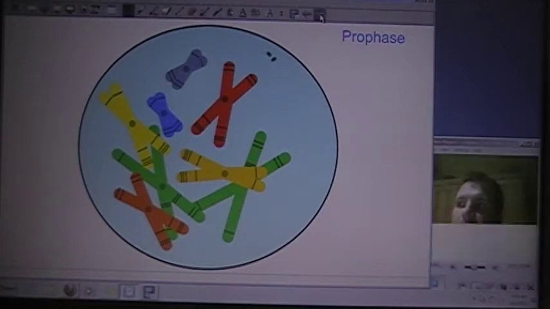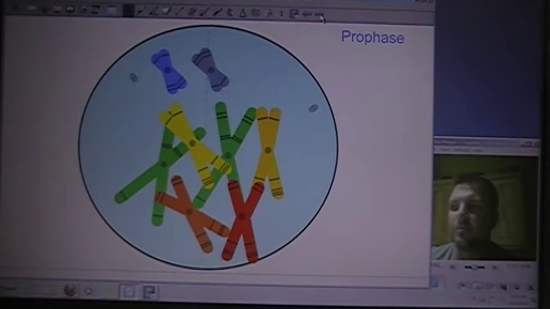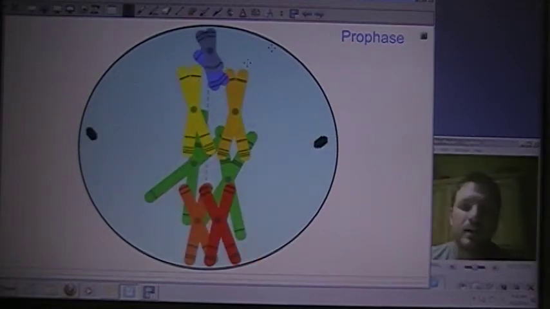Now we notice as the spindles move away from one another, the spindles start to reach out and almost form a web of some sort. These are what they're called, spindle fibers. These fibers will stretch out across the cell and grab hold of the centromeres of these chromosomes. And we're still in prophase.